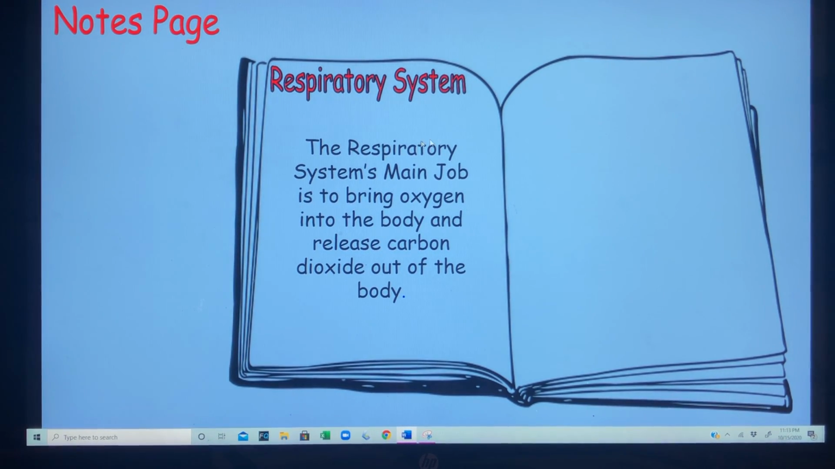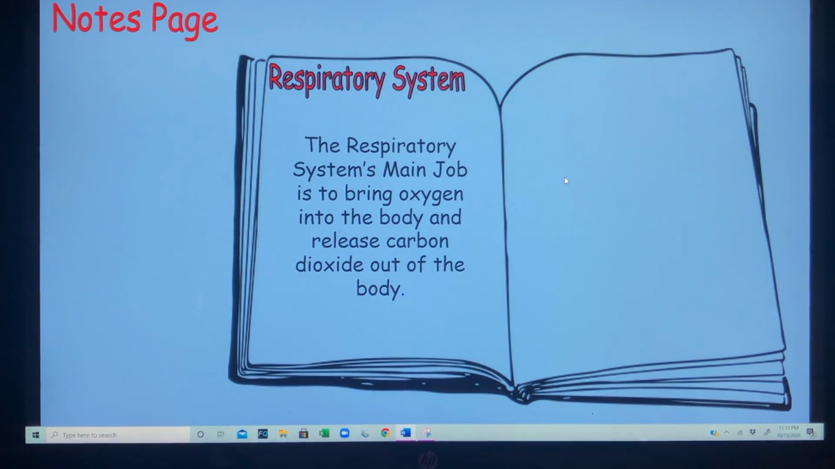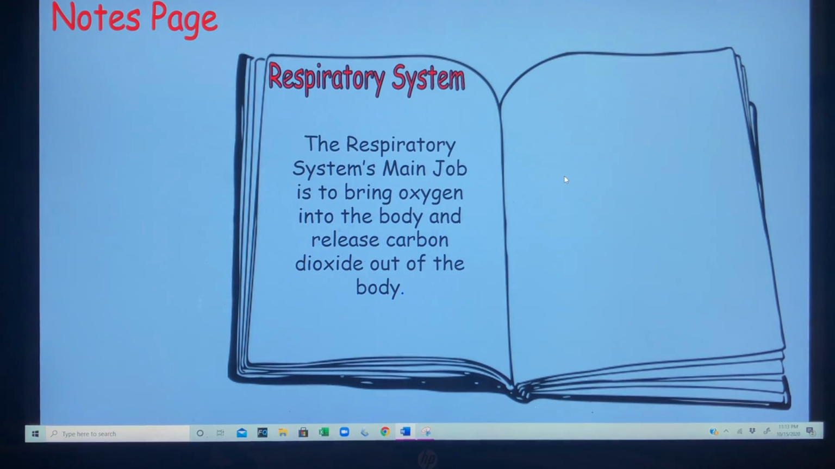Your first entry should say, the respiratory system's main job is to bring oxygen into the body and release carbon dioxide out of the body. Again, press pause if you need extra time.